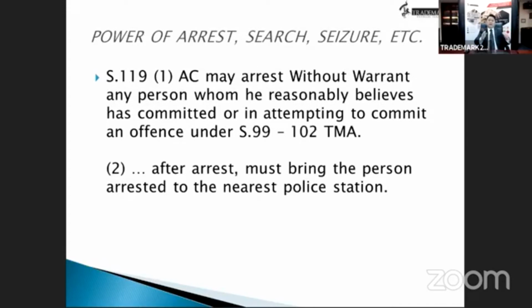Under section 119, if he has reasonable grounds to believe that someone is committing an offense under section 99 to 102, he may arrest the person. I'm talking about arresting a person, an individual, or many individuals. He may arrest any persons, but after the arrest, they must bring the persons so-called arrested to the nearest police station. And the police will deal with the detainees under the CPC, the Criminal Procedure Code of Malaysia.